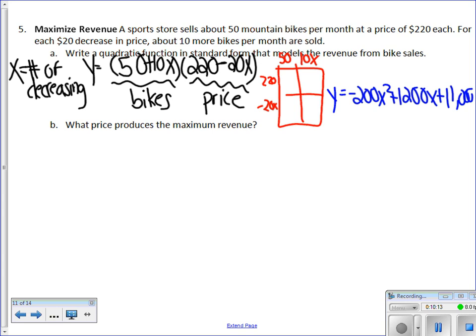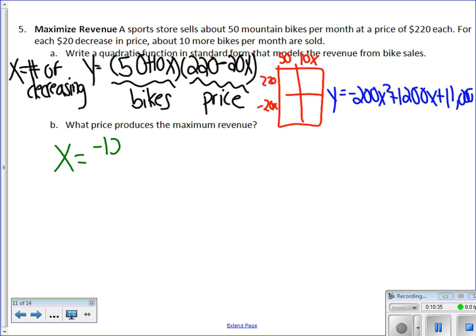What price produces the maximum revenue? Well, we need to figure out, first of all, how many times am I going to decrease the price? Then I need to figure out what is the maximum revenue. So that's just the vertex. The number of decreases is our x-coordinate. The maximum revenue is our y-coordinate. So let's start by calculating our x-coordinate.